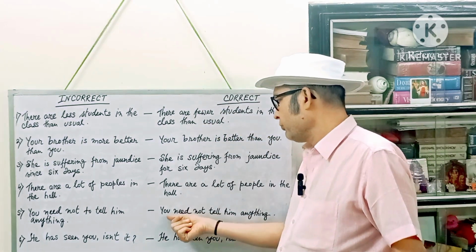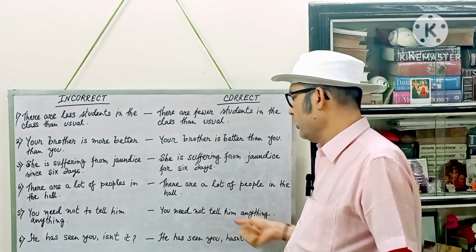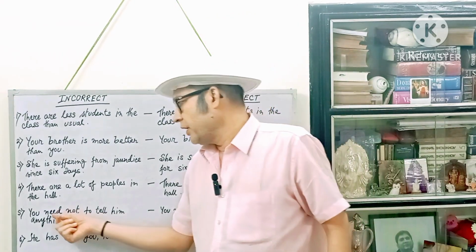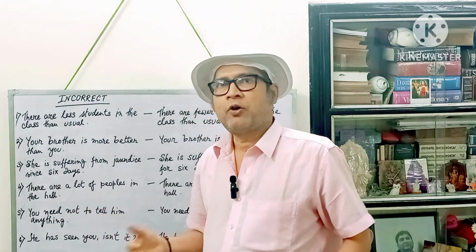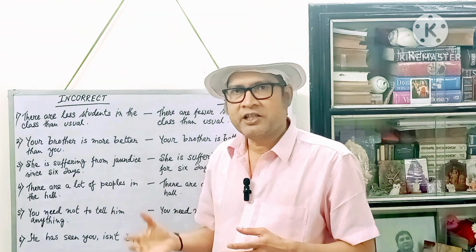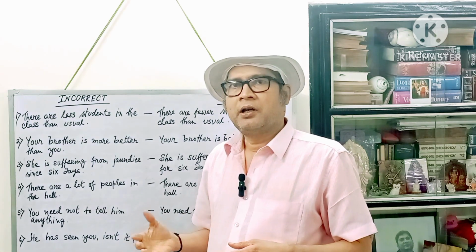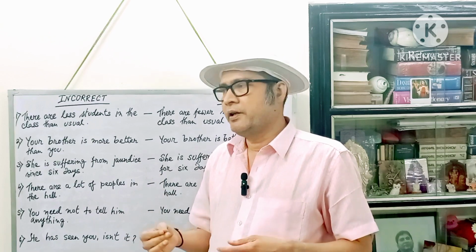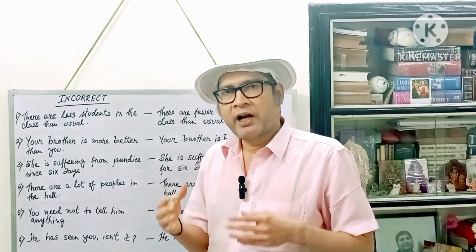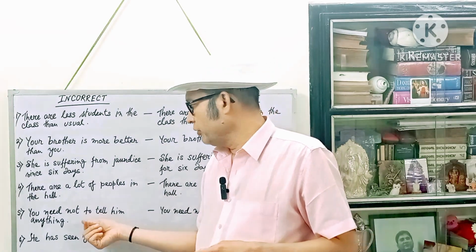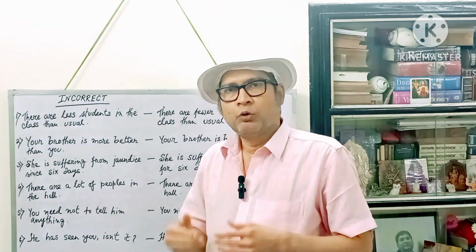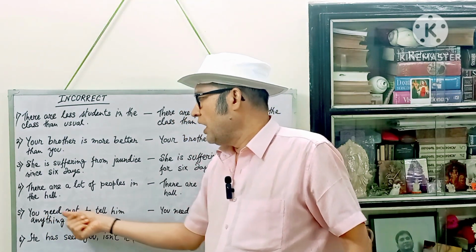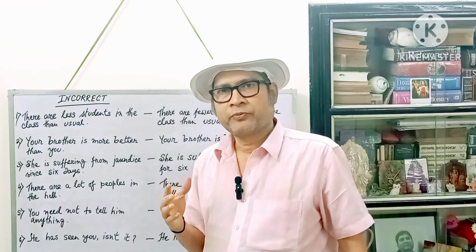Look at this correct sentence here. You need not tell him anything. Not "need not to". Why can't you use "to" after need not? Because needn't is used here as an auxiliary verb. As needn't is an auxiliary verb, and we know very well, after an auxiliary verb we are not supposed to use "to" in most cases, except a few. So we cannot use "to" after need not or needn't.